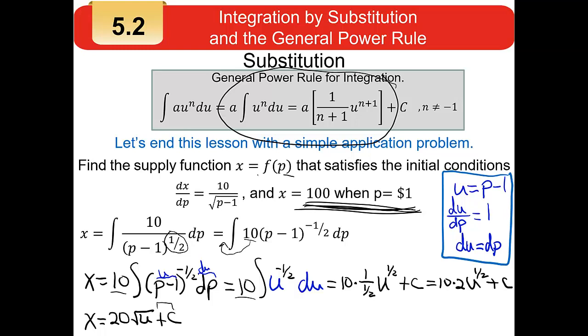Now they ask us to find what the function x equals f of p is, but they intended us not to leave the plus c in there because they gave us some additional information. That additional information will allow us to figure out what c is. So what you do is say, okay, they want me to get rid of the c, so I have to use the additional information. The additional information says when I plug 100 in for x, I'm supposed to get a 1 for p. But remember, I haven't even gotten rid of the u yet, so I do have to take one more step. I have to take that u out and put in p minus 1.